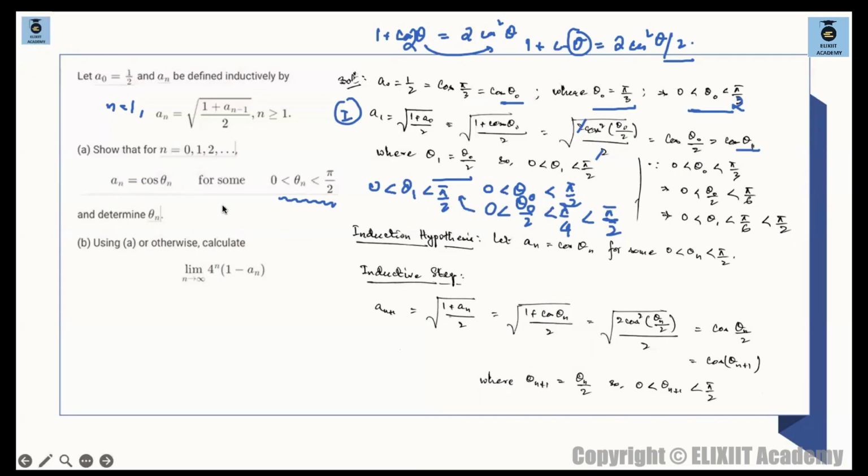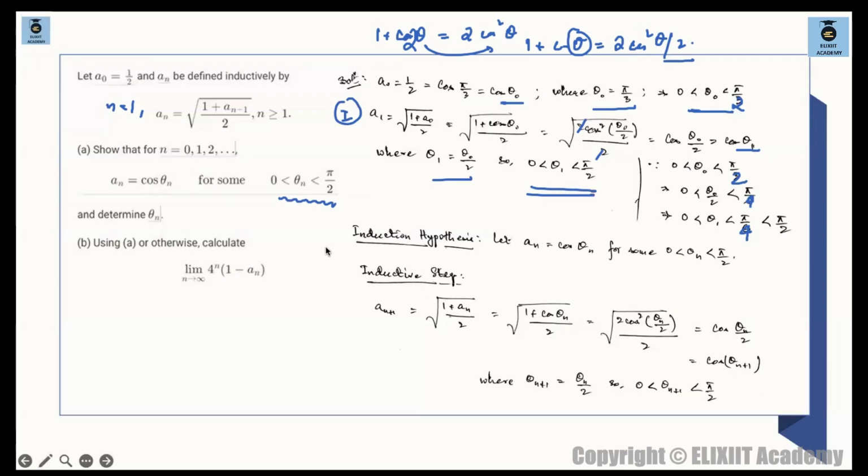Got it? Here I have done a slight mistake. This will be theta naught lies in between 0 and pi by 2, this won't be pi by 3. So theta naught lies in between 0 and pi by 2, so theta naught by 2 will lie in between 0 and pi by 4, and pi by 4 is less than pi by 2. So theta 1 also lies in between 0 and pi by 2. Okay, so we have checked for the first value.